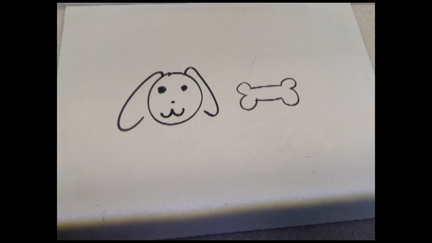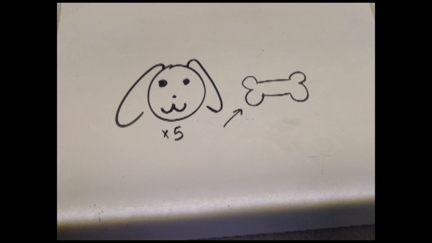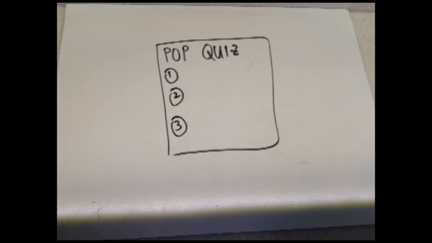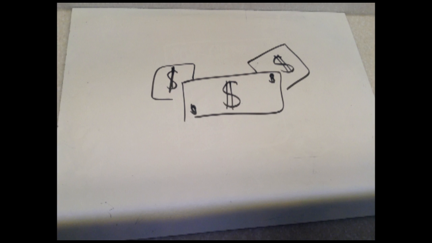The reinforcement schedules include continuous reinforcement, such as giving a dog a treat every time it does a trick; fixed ratio, which reinforces a response only after a specified number of responses, like giving a dog a treat after it plays dead 5 times in a row; variable interval reinforces a response at unpredictable time intervals, like waiting for a nice day to go camping or pop quizzes; fixed interval reinforces a response only after a specified time has elapsed, like hourly pay. No matter how much you work, you get paid the same amount every hour.